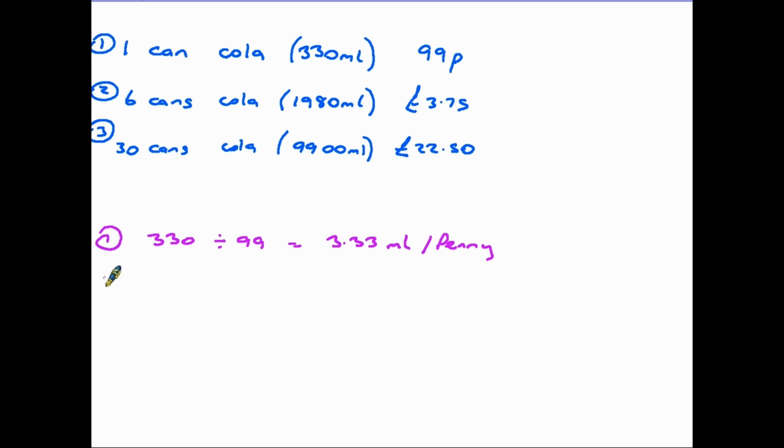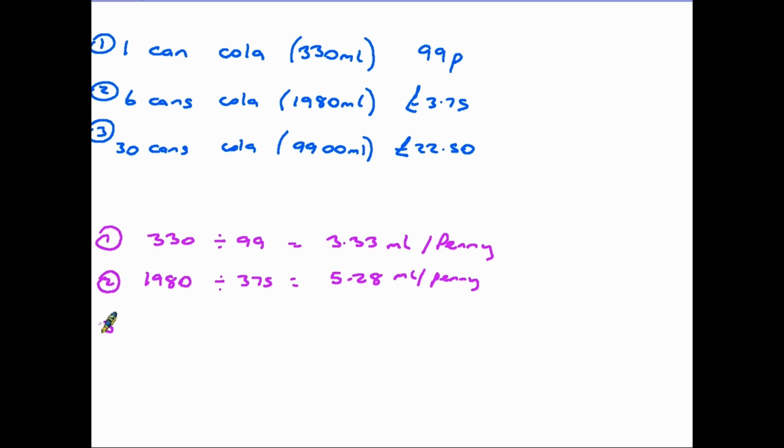For deal 2, I'm going to buy 6 cans, so my maths is going to be 1980 total millilitres divided by, don't forget, price in pence, so that's 375. And if I do that, I find I am actually now getting 5.28 millilitres for every penny I spend. So straight away I can see that buying the 6 cans, I get better value. I'm getting more for my money.